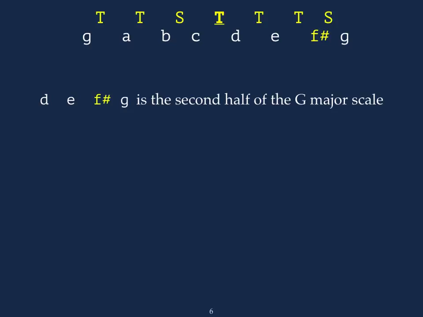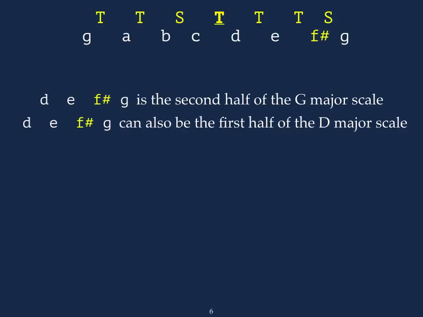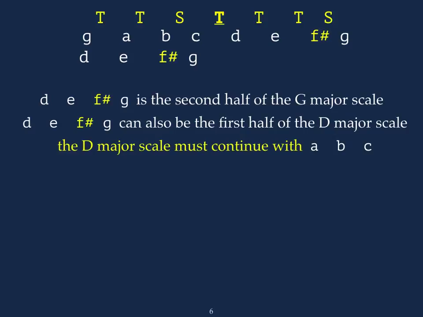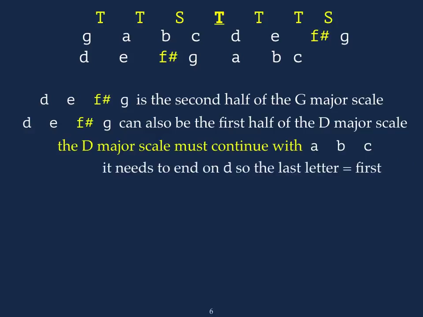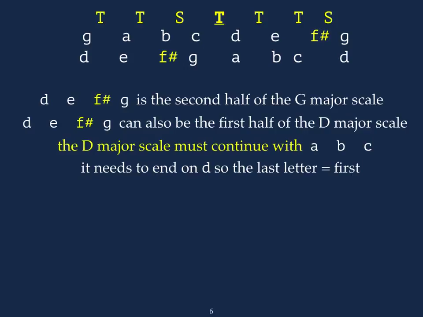Now this is where we got to in video 1. You were invited to try working out the next scale in the pattern. D, E, F sharp, G is the second half of the G major scale. It can also be the first half of the D major scale. There it is at the top. D, E, F sharp, G fits neatly underneath G, A, B, C. So the D major scale must continue in alphabetical order with A, B, C. And of course it needs to end on D, so the last letter equals the first.